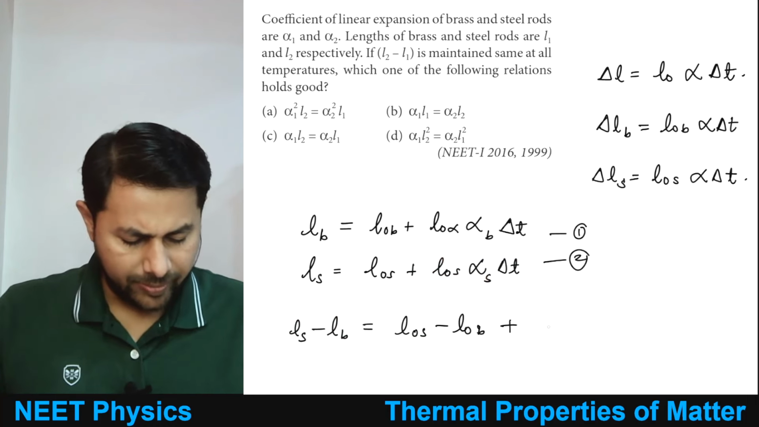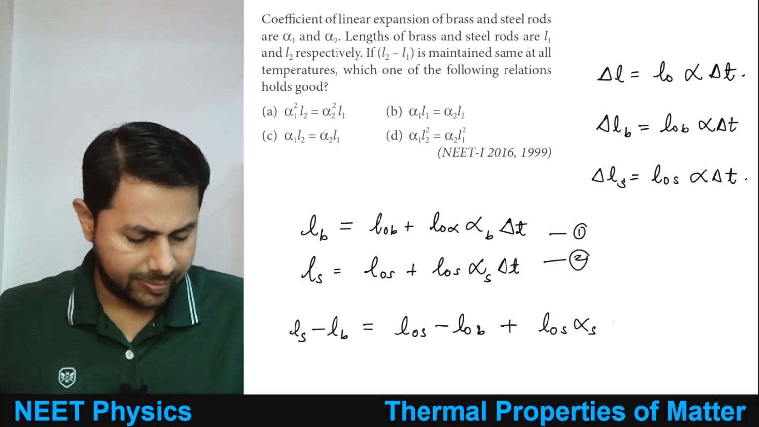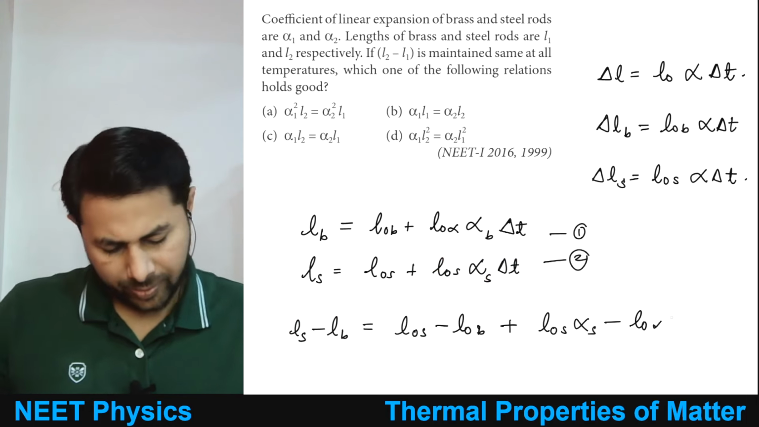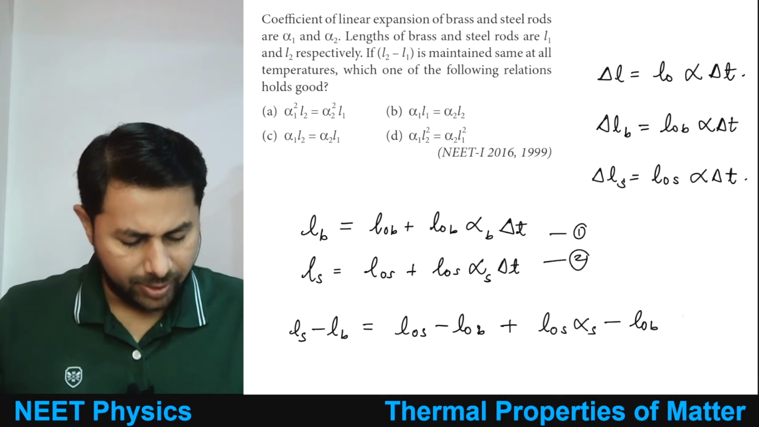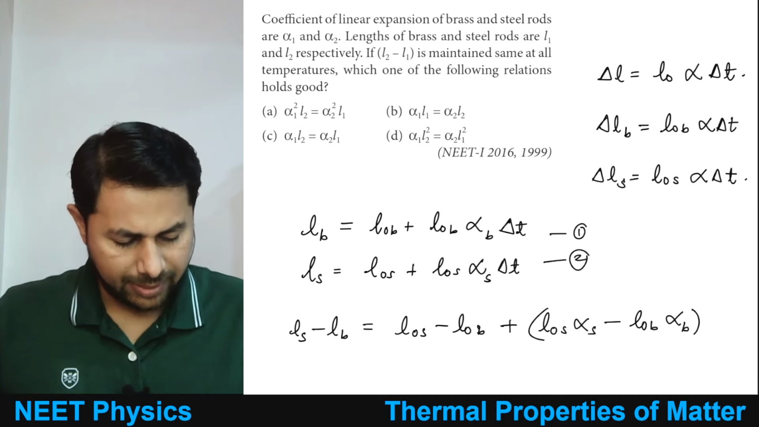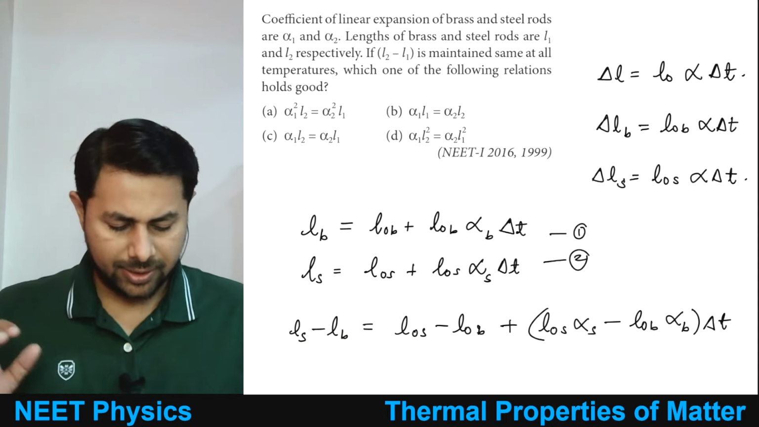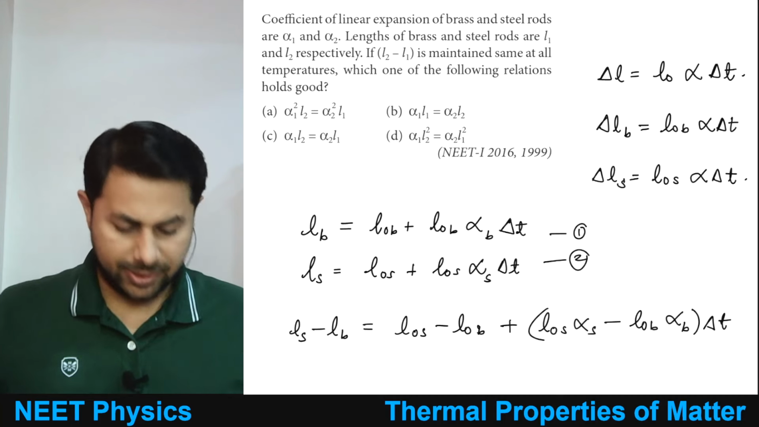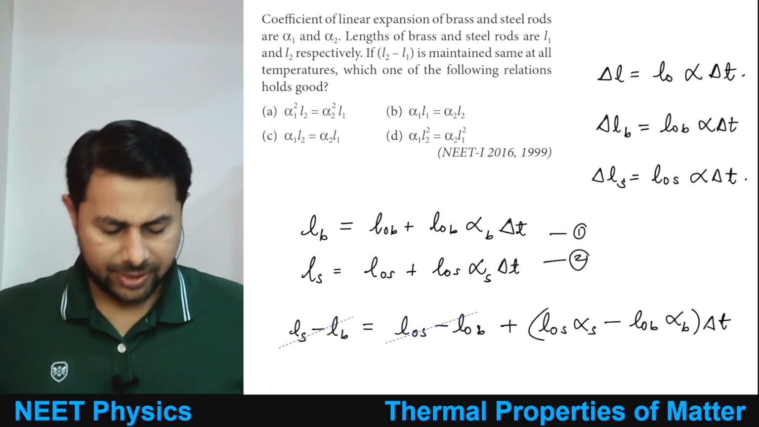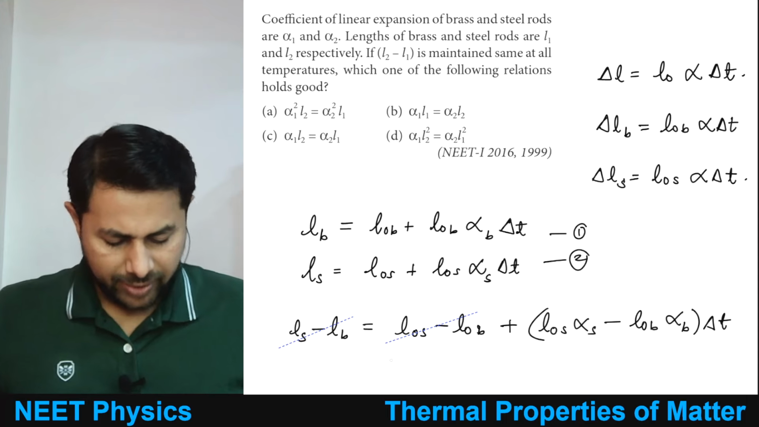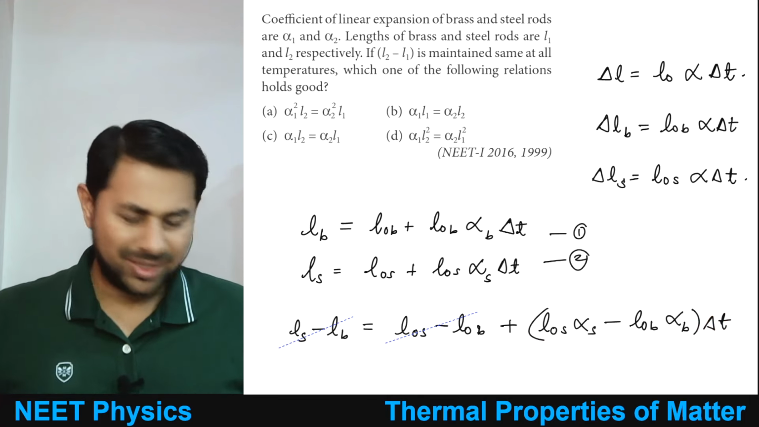So plus, you can take delta T common: L naught S multiplied by alpha S minus L naught B multiplied by alpha B, times delta T. If the length difference between steel and brass rod is the same at all temperatures, this is equal to this, so we can just cancel it out. Then we get this thing is equal to 0, and we can divide 0 by delta T, it is 0.